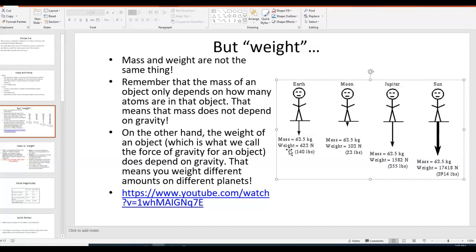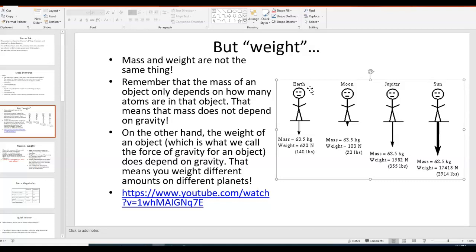And by the way, you can see the weight in newtons. I only tell you the weight in pounds just because you're more familiar with pounds. But weight being a force, it can also be measured in newtons. Any force can be measured in newtons, and weight is a force. Mass is not a force. So make sure you understand the difference between mass and weight.